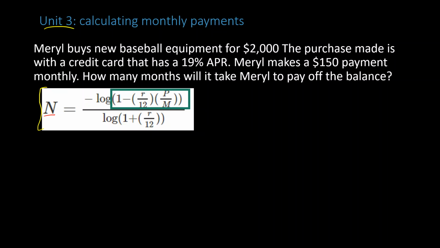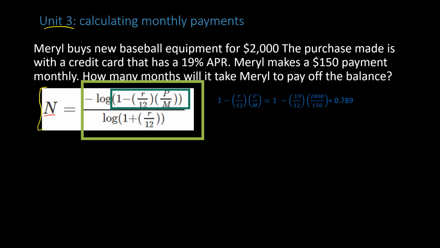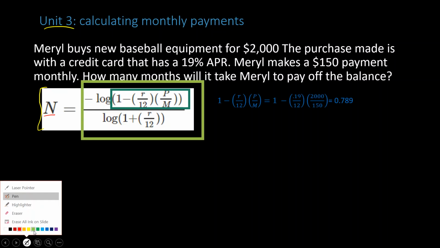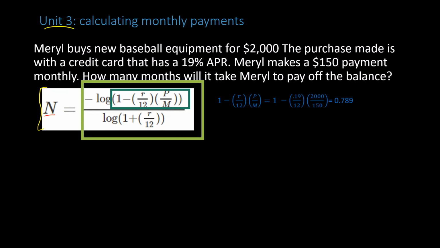Now, the equation is n equals negative log of 1 minus r over 12 multiplied by p over m divided by the logarithm of the quantity 1 plus r over 12. Let's think about what our variables are. I would say let's just look at the numerator first, just the piece in that green box right here, okay?